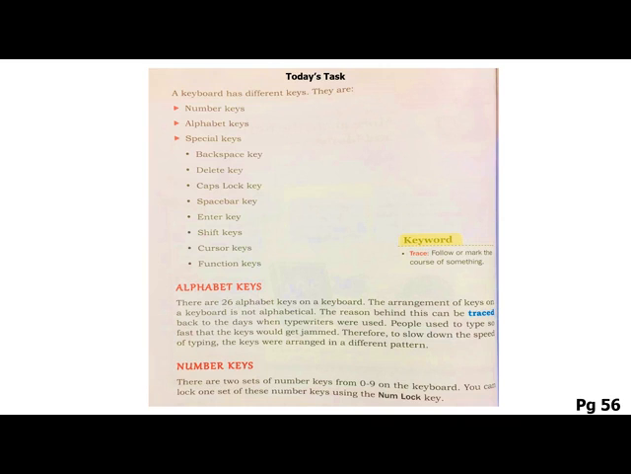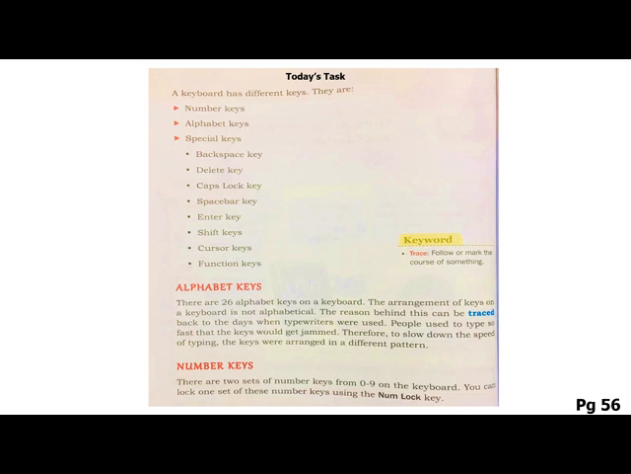The reason behind this can be traced back to the days when typewriters were used. Typewriter is a kind of a keyboard type thing which is used to type letters and many other things or documents you can make with the help of the typewriter. People used to type so fast that the keys would get jammed.